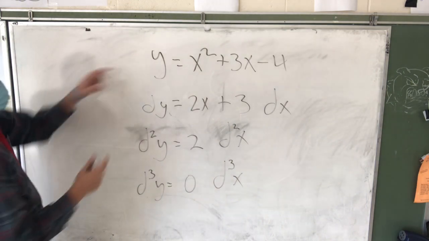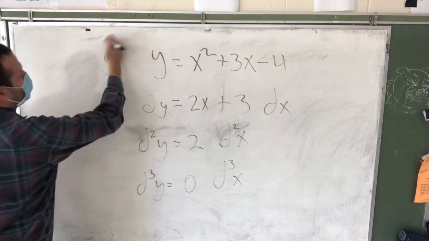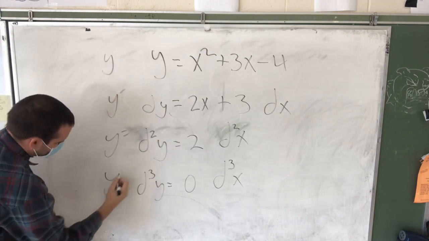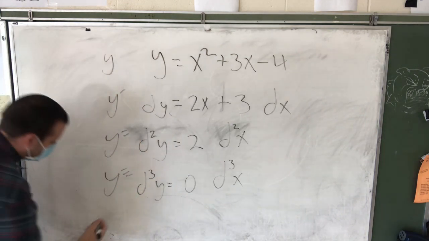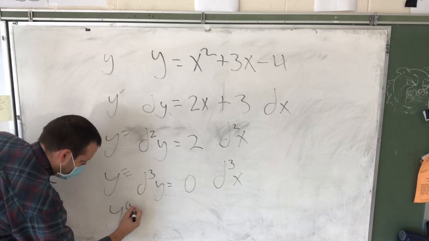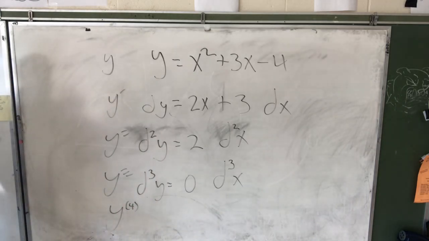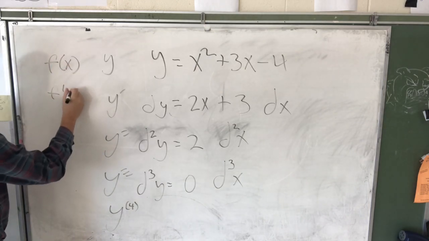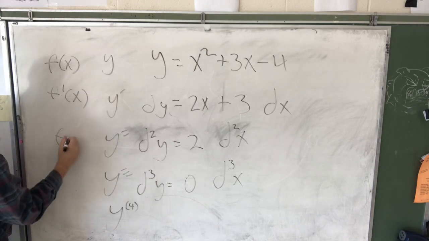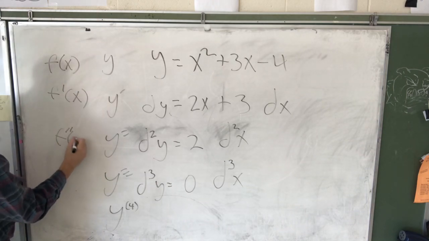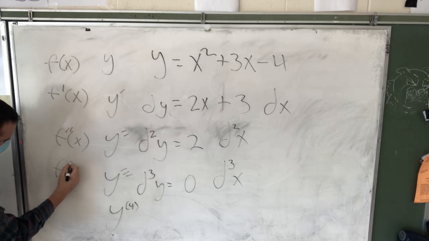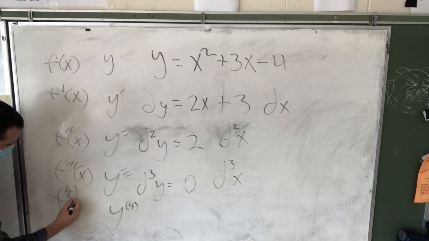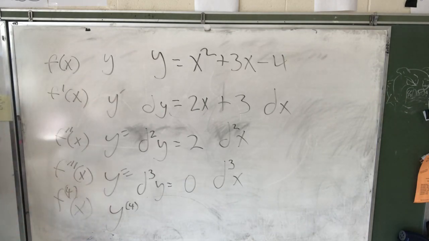Other ways to write these, we could write it as y prime, y double prime, y triple prime. Anything after triple prime, you'd call it y to the whatever derivative it is. Use the same thing with f of x, f prime of x, f double prime of x, f triple prime of x, f4 x, just telling what derivative it is.